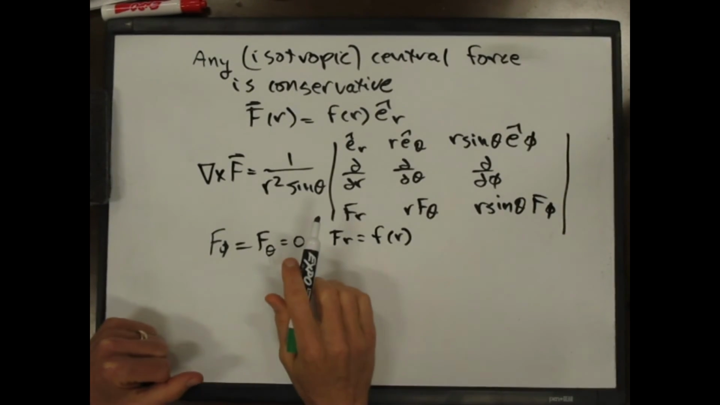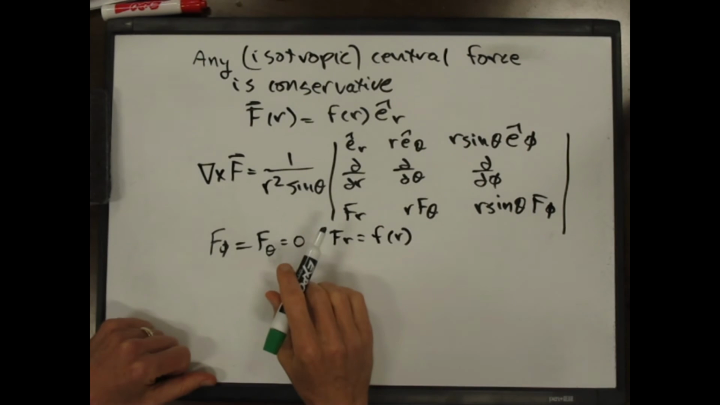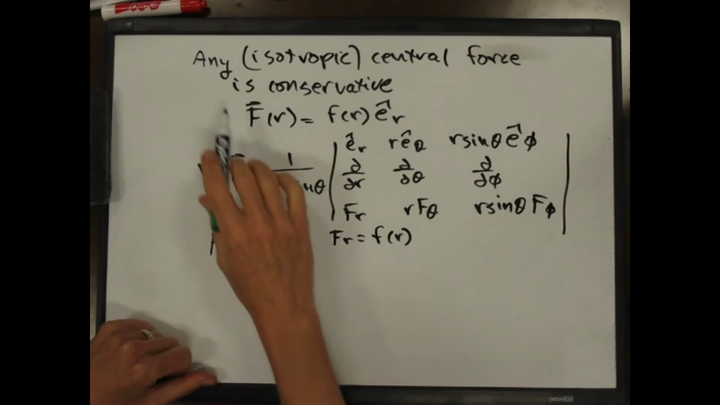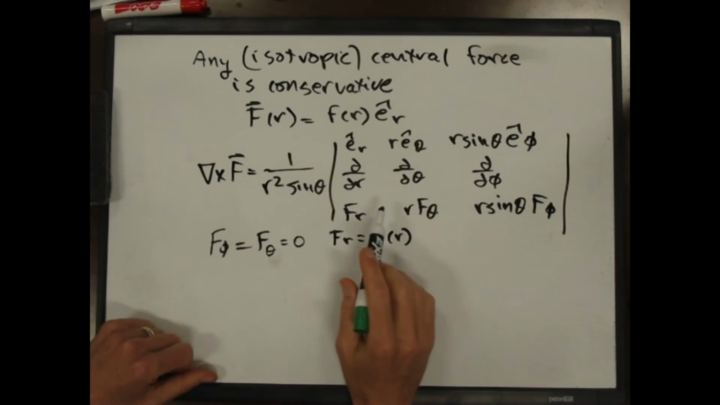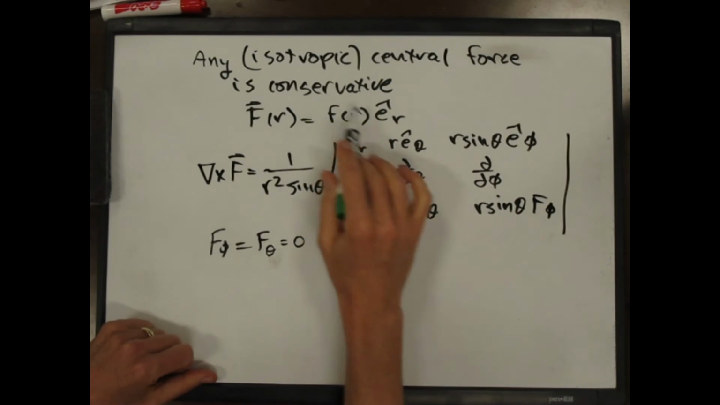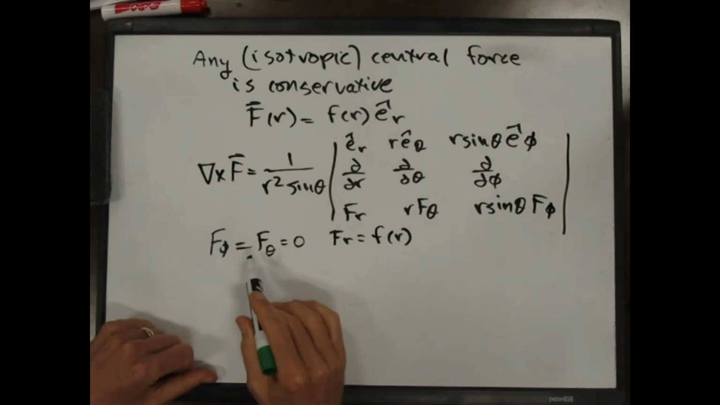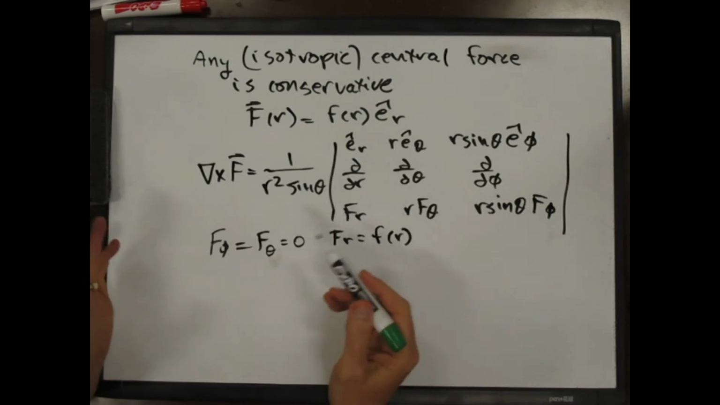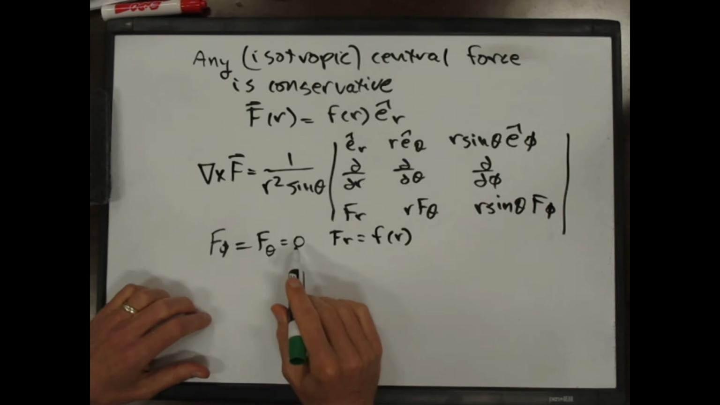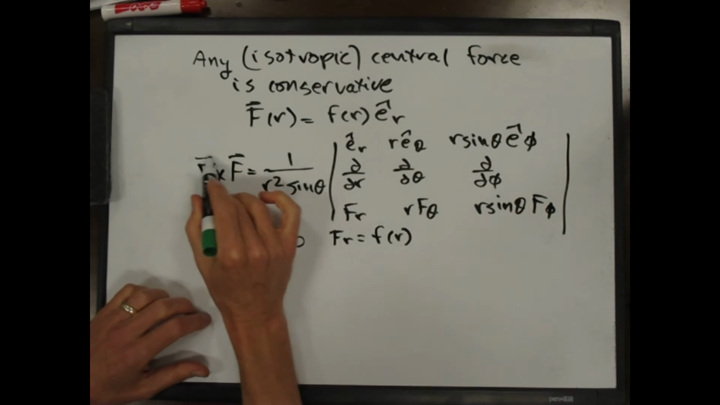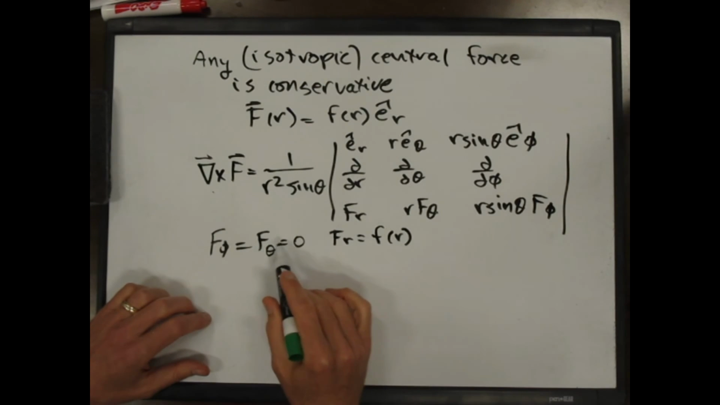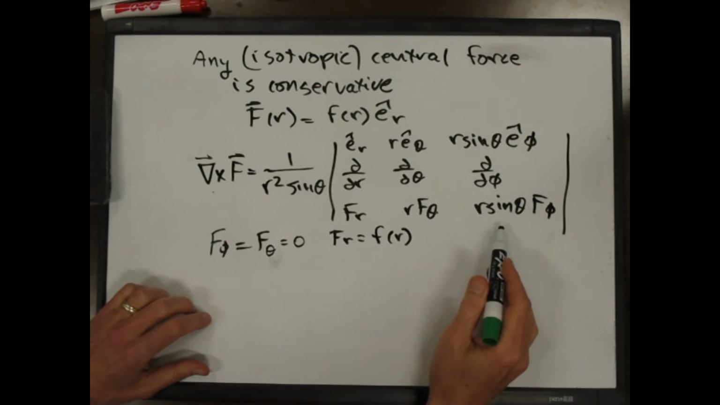So we've already shown that a 1 over r squared force is conservative back in chapter 4, I think, or 2, maybe it's 2. We can show that any isotropic central force, whether it's 1 over r squared or any other, as long as it only depends on r, is conservative. And so it could be 1 over r squared, 1 over r cubed, or the sum of those, or something like that. And we do this by taking the curl, just like we did the last time, but this time we'll use spherical coordinates.